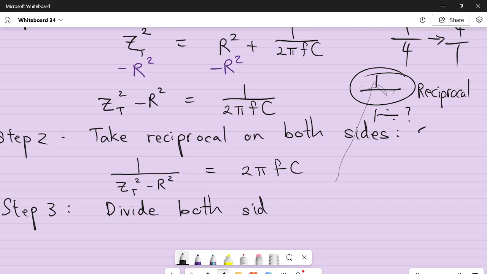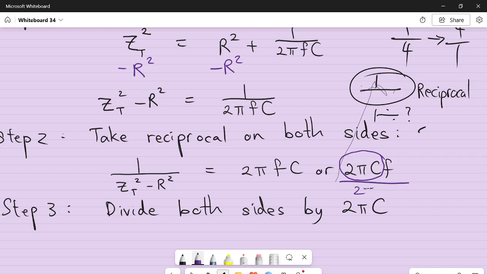Oh, sorry, I'm making f the subject, isn't it? Divide both sides by 2 pi c. Yeah, because I can write 2 pi c f, couldn't I? Then I can treat this as one whole term. So it's timesing. So I'm going to divide this side by 2 pi c, I must also divide this side by 2 pi c, right? Okay, so what would happen?